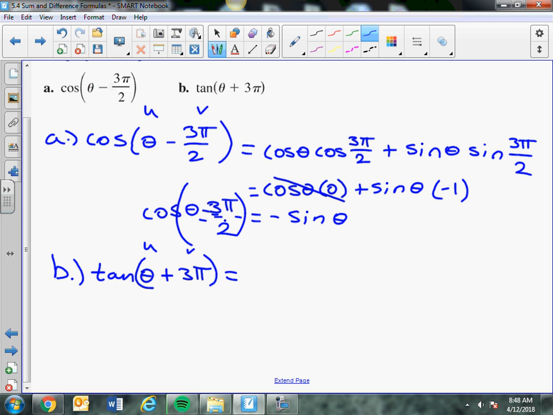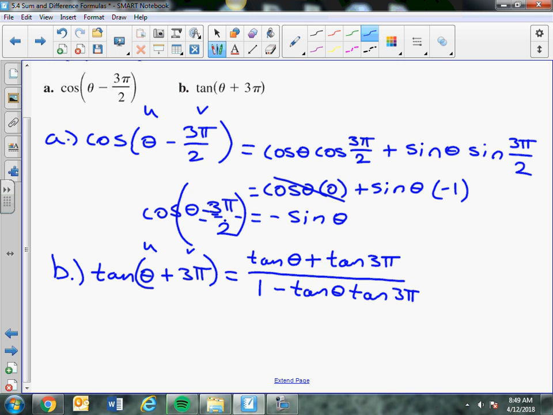You follow the same process though. You name the theta u and you name the 3 pi v. So if I go ahead and go to the formula, I would put tangent theta plus tangent v. Now my tangent v is going to be my 3 pi, which we can go ahead and plug a value in after this step. On the bottom we have 1 minus tangent theta and then tangent 3 pi. Okay, so from there, it's just a matter of simplifying what you can. Now, if you think about 3 pi, it is going to be around the unit circle 1 full time, and then 1 more pi.